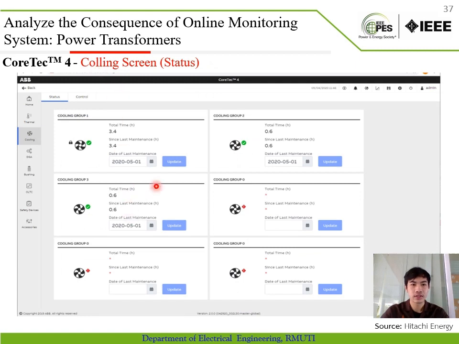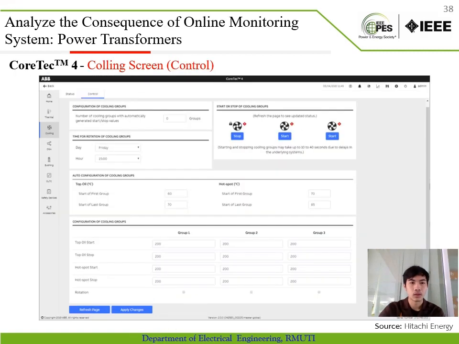On this cooling screen, there are 3 cooling groups, group 1, group 2, and group 3, and it shows 3 parameters. Date of last maintenance is the date of maintenance, since last maintenance is the time since the last maintenance, and total time is the total time from commissioning until the operation day.